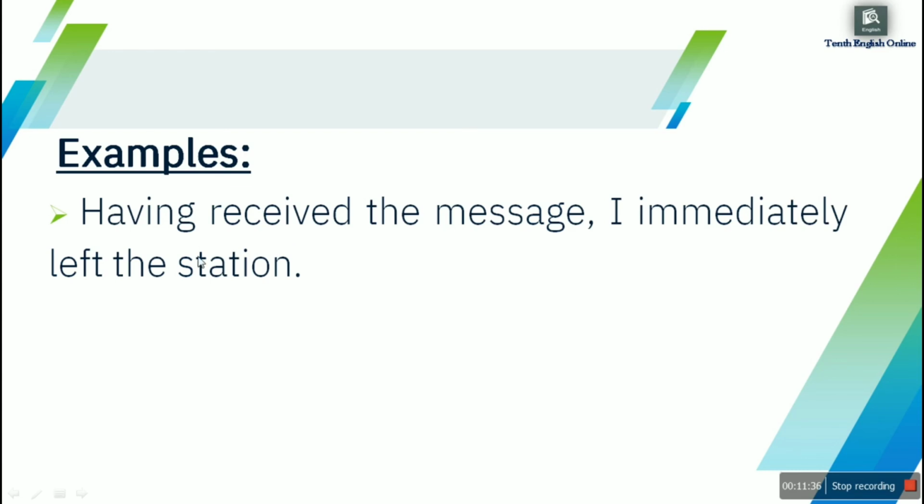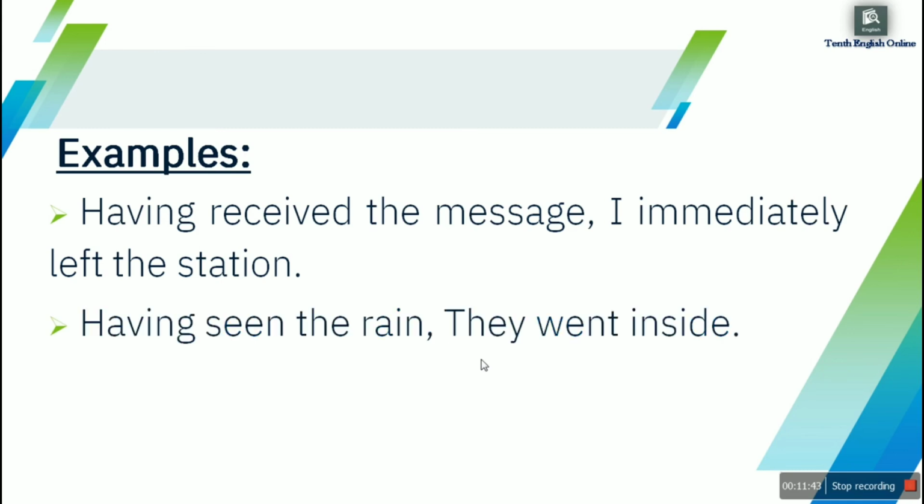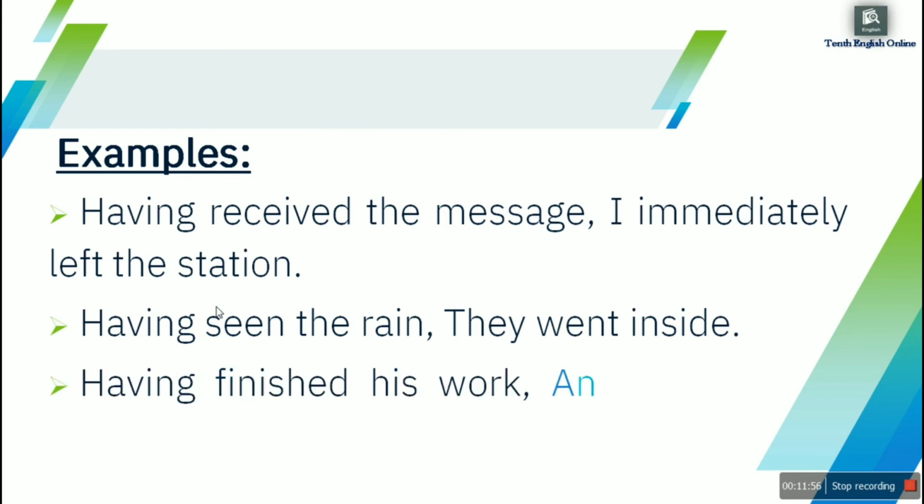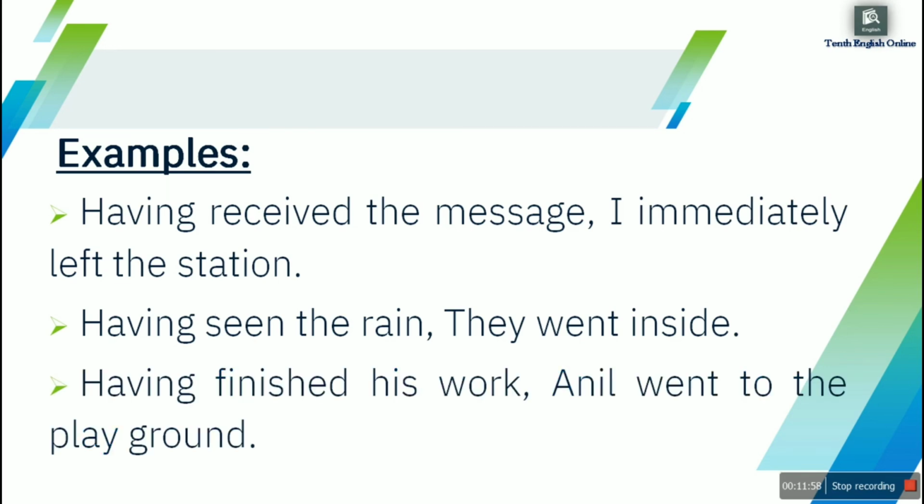Okay. Next example. Having seen the rain, they went inside. Again, having is ending with ing form. It is a present participle. Seen is a v3 ending with n, of course. So it is called what? Past participle. Next, having finished his work, Anil went to the ground. Okay, and these participles are used to combine the sentences. Clear? We can use them to combine the sentences. Okay, first one is the present participle. Second one is the past participle.